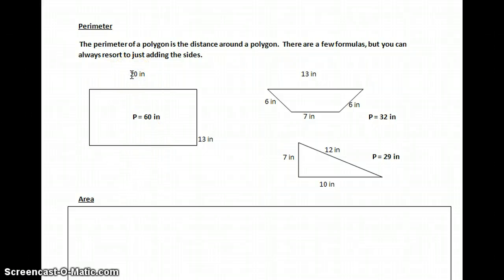So if I added them up, depending on how I add them up, I can add going around the perimeter, or add 20 plus 20, then 13 plus 13. It doesn't matter how you add it, but I would get 60 inches. Perimeter equals 60 inches.